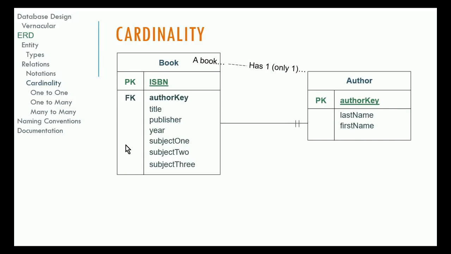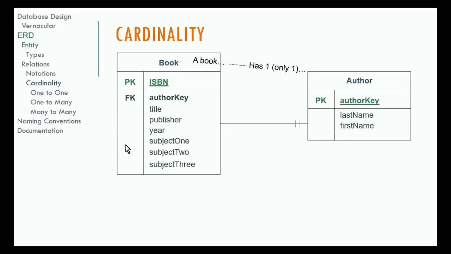So I would show the symbol, and you can see I've added the symbol on the right-hand side of our relationship line. I added a symbol that has one and only one. So I would read it as the book, which is on the left, and then I would look at the relationship symbol, or the notation, in this case the crow's foot notation, on the right-hand side as it connects to author. So I'm reading a book as it connects to author. So a book has one and only one author.